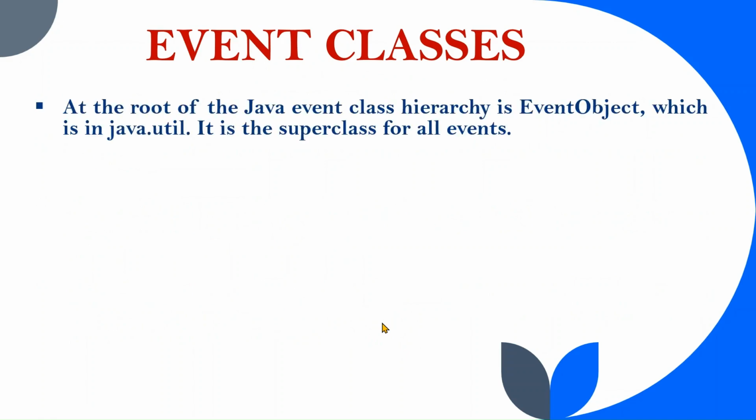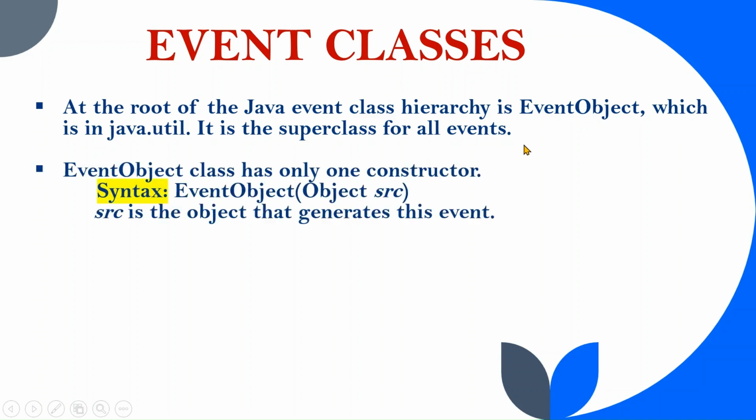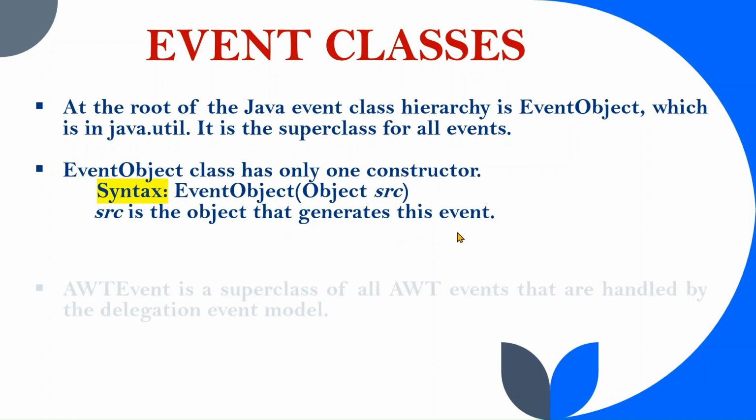Now we have some classes for the events. At the root of the Java event class hierarchy is EventObject. This is the topmost class for all events, which is in the util package. It is a superclass for all events. It has only one constructor, a one-parameter constructor where we write Object src. This src is the object that generates this event. Whatever component is generating an event becomes the object source.